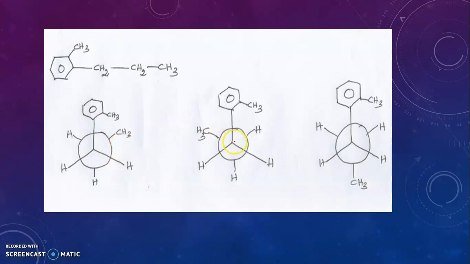This is one possible staggered conformation. This is another possible staggered conformation, and this is another possible one. Now among the three, which is the most stable conformer? The most stable conformer is this, no doubt.